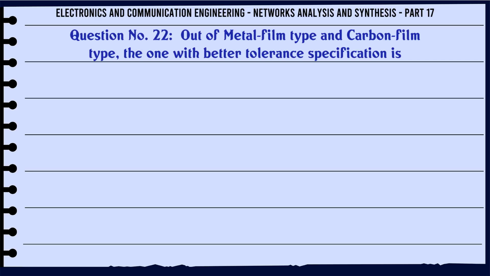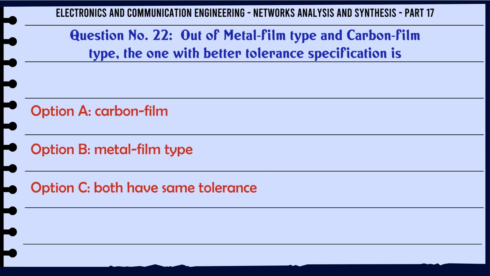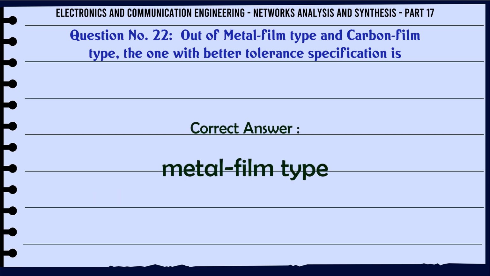Out of metal film type and carbon film type, the one with better tolerance specification is A. Carbon film. B. Metal film type. C. Both have same tolerance. D. None of these. The correct answer is metal film type.